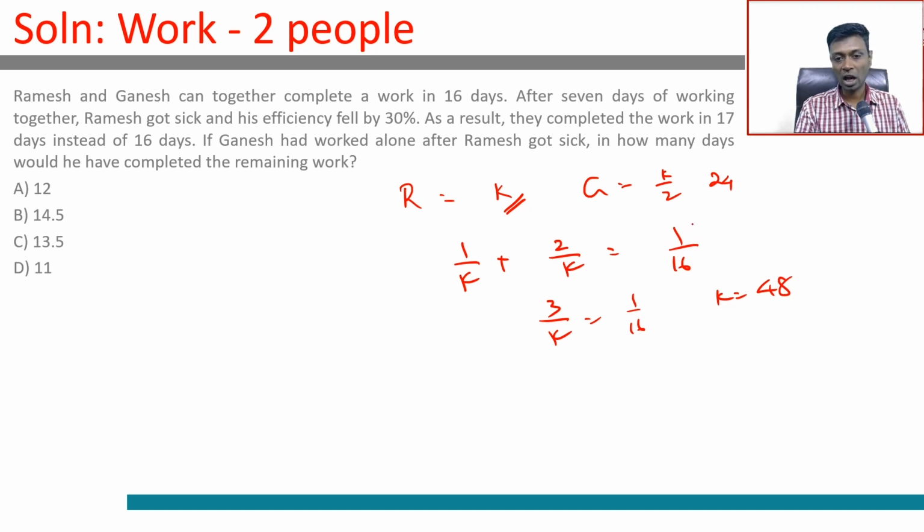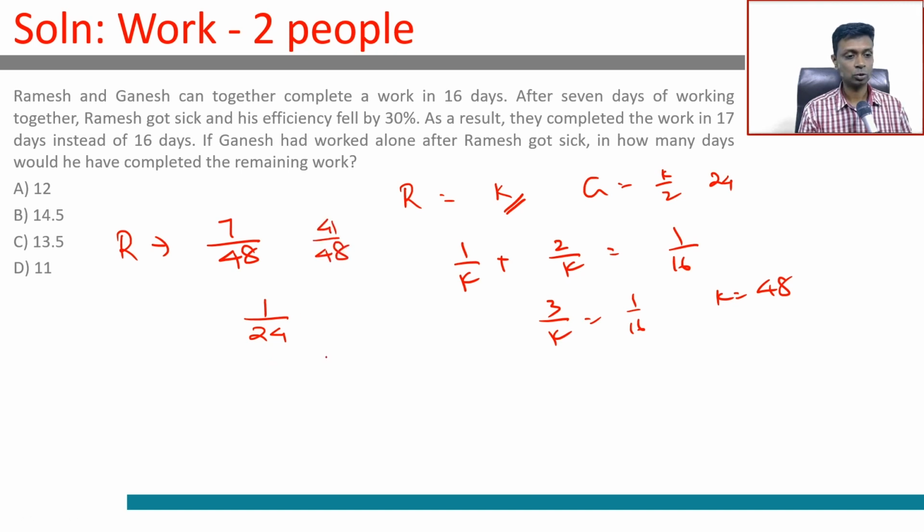If Ganesh had worked alone after Ramesh got sick, so that means in the 7 days, Ramesh would have completed 7 by 48 of the task. Fine. Ganesh on each day can do 1 by 24 of the task. The task to be completed is 41 by 48. So 41 by 48 needs to be done by Ganesh completely. Only 7 by 48 is done by Ramesh. Ganesh can do 1 by 24 in 1 day.